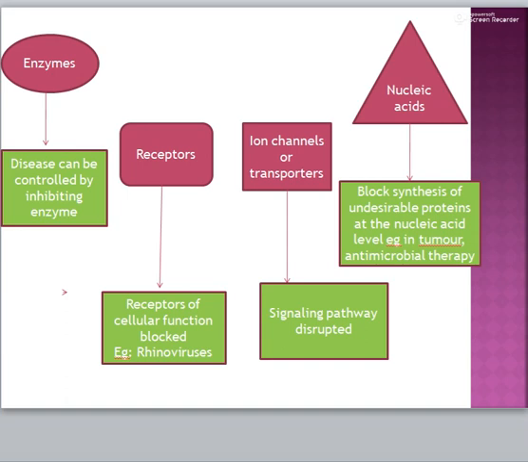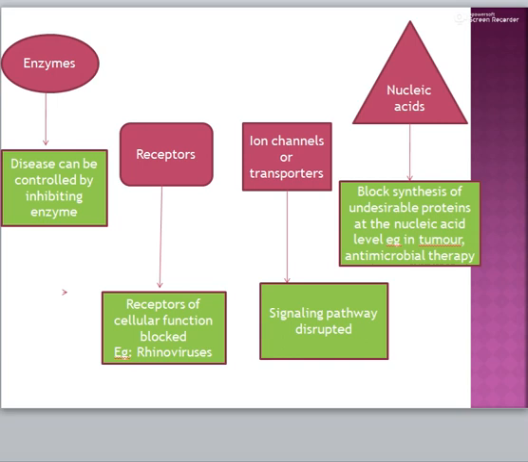Now, in the case of HIV, we have HIV protease that can be inhibited so that the replication of HIV will be inhibited. Different microbes have different enzymes which, if we inhibit them, their replication can be prevented or the disease progression can be prevented. So enzymes serve as biological targets.